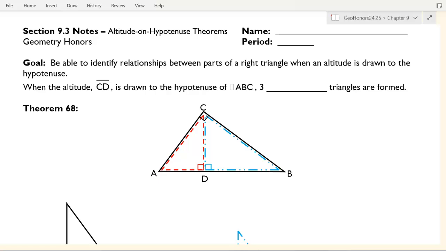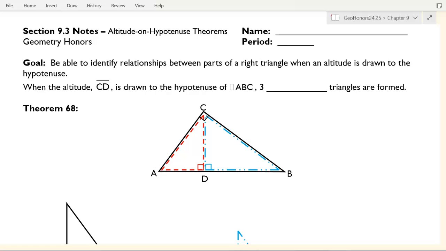Remember, an altitude is a segment that is drawn from the vertex of a triangle perpendicular to the opposite side. In this case, we're going to be drawing altitudes inside right triangles, specifically to the hypotenuse of a right triangle.